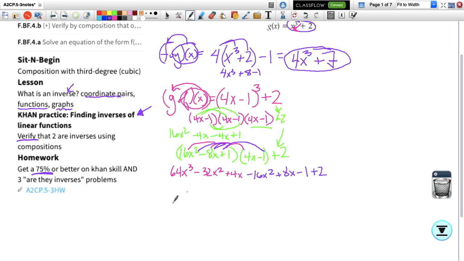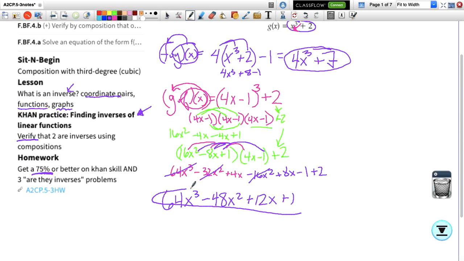Whew. Now I'm finally going to be done, okay? I need to combine like terms here. Remembering when I combine like terms, I do not change my powers. So my highest power is x to the third. There's only one of those. Done. Next, I have negative 32x squared and negative 16x squared. So negative and negative, same sign, add and keep. Negative 48x squared. And then x to the first power, I have 4 and I have 8, so that's a positive 12x. And then negative 1 plus 2 is just a plus 1, okay?